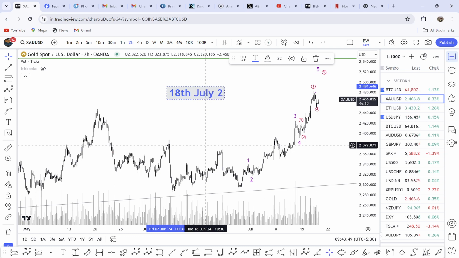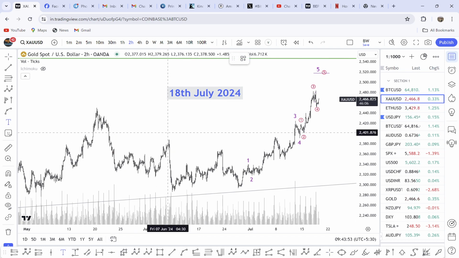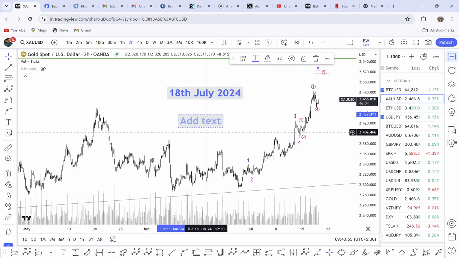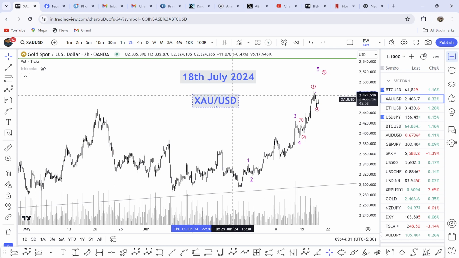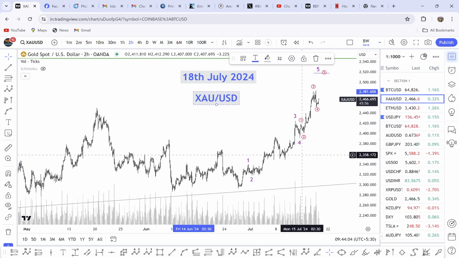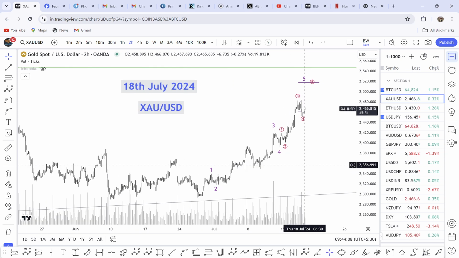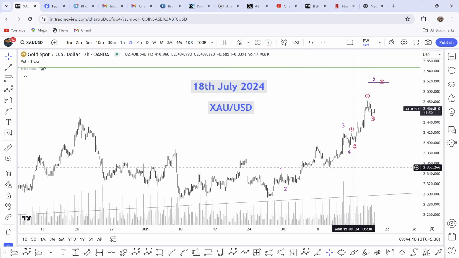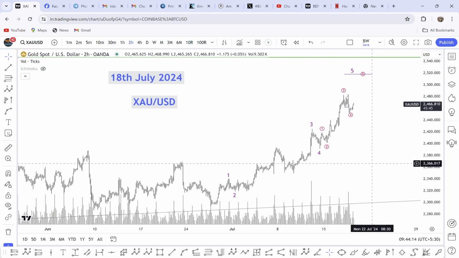July, and presenting you the gold chart. Let's analyze where we are. The chart is how I label.